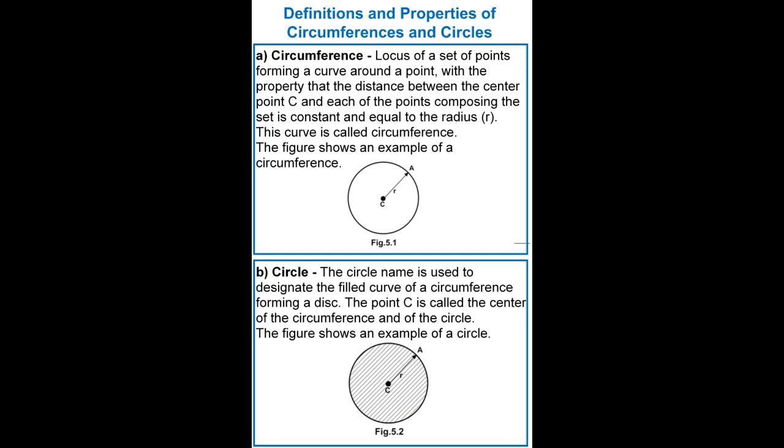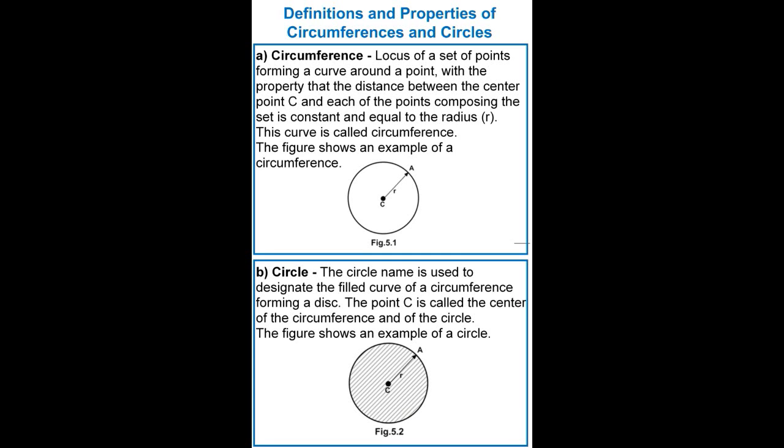In this first slide of this first class of Chapter 5 of this basic geometry course, a circumference is defined as the locus of a set of points that form a curve around a point, with the property that the distance between the point C, that is the center, and each of the points that make up the set, is constant and equal to the radius. The radius is normally named r. This curve is called the circumference. Figure 5.1 shows an example of a circumference.